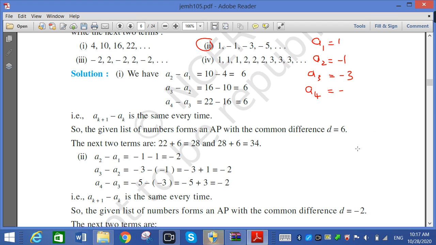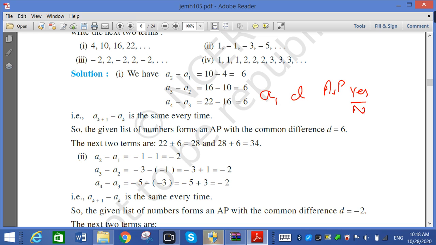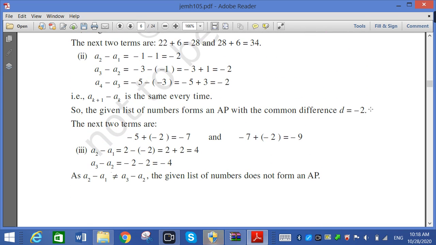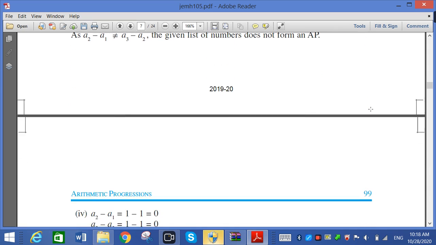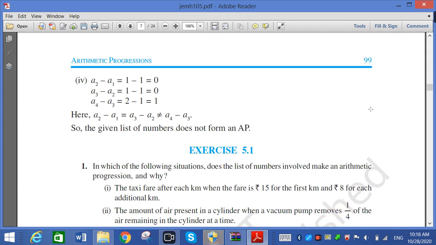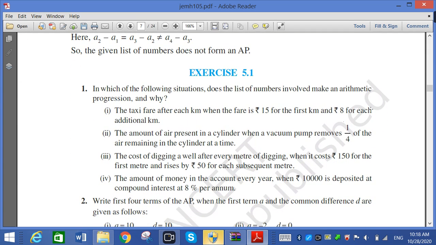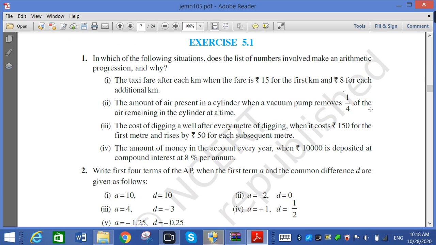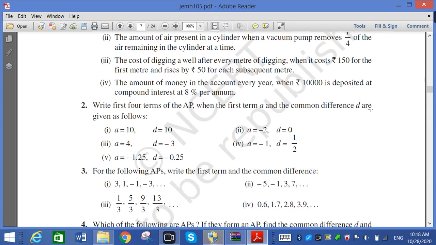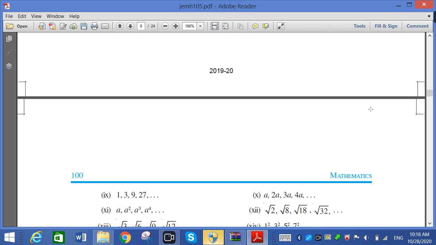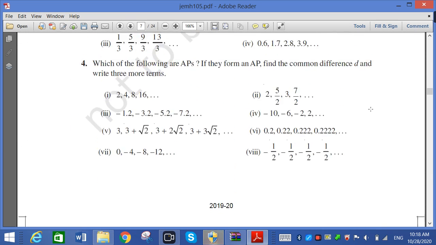So this is basic information related to arithmetic progression, from which we can find A and D, and say either yes or no whether it is an arithmetic progression. If the common difference is every time the same, we can say yes. If the common difference is not every time equal, we can say no. So in the third and fourth it is not. Now we have to start from exercise 5.1, questions 1, 2, 3 and 4. Afterward we can go for the next exercise.